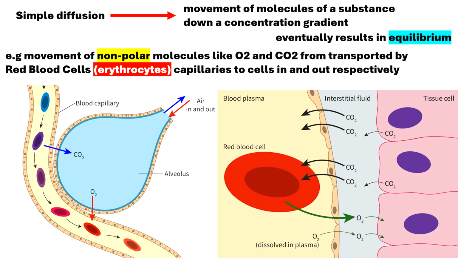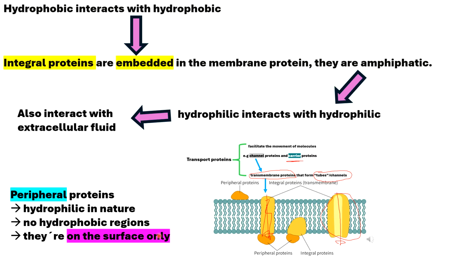Okay? So as you can see here, this shape right here is the blood capillary, and the CO2 is going into the alveolus, in around your lungs. Or for example, here, the red blood cell is supplying oxygen to the tissue cells, and the tissue cells are exchanging it for CO2, which is brought back into the red blood cell. Okay, again, this links to other topics. Let's have a look at integral proteins, okay?